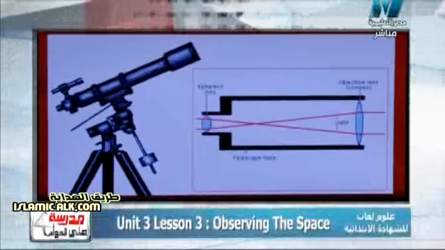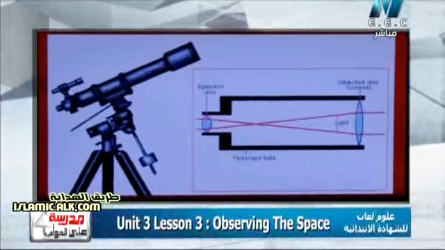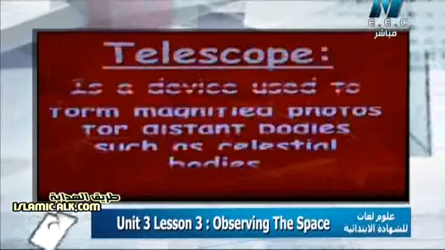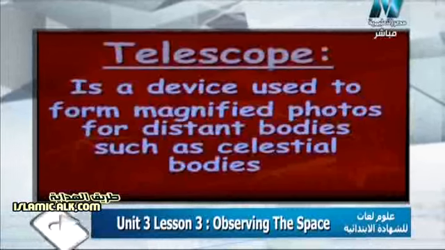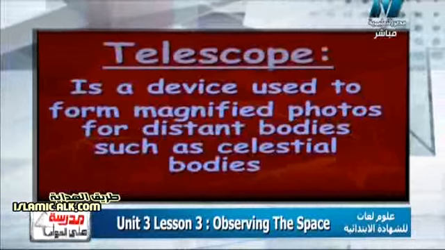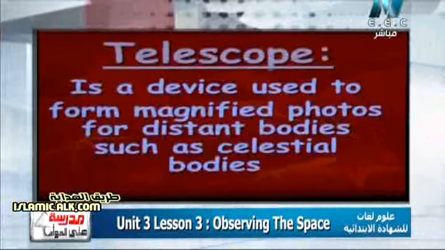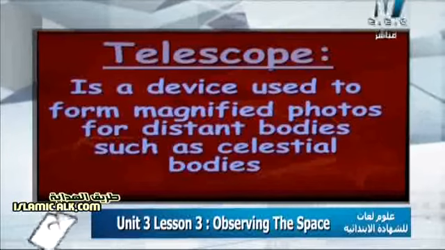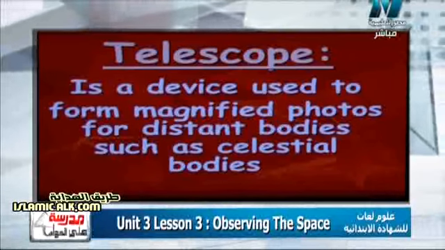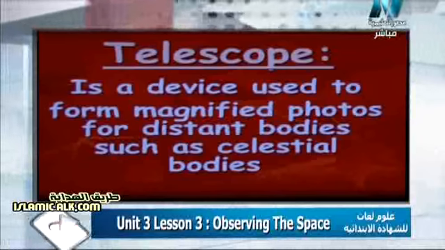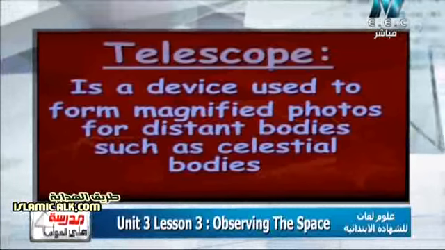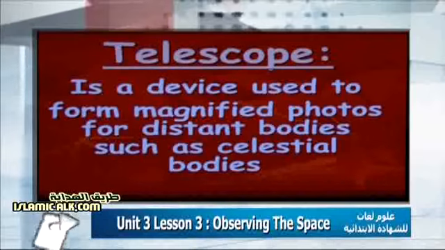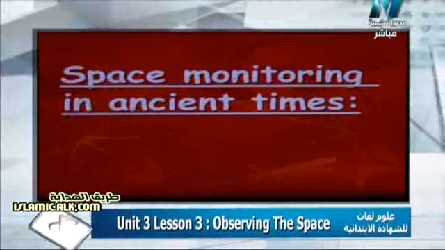It's the telescope. So what is meant by a telescope? A telescope is a device used to form magnified photos of distant bodies such as celestial bodies. هو الجهاز اللي بيستخدمه عشان يكون صور مكبرة للأجسام الفضائية أو السماوية البعيدة such as stars, moons, galaxies, planets, and so on.